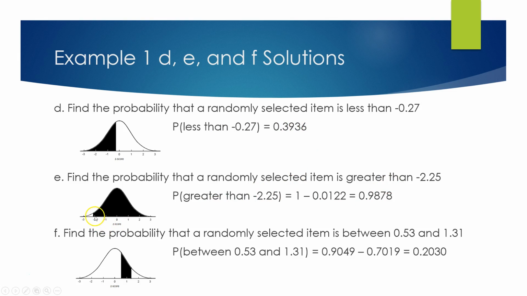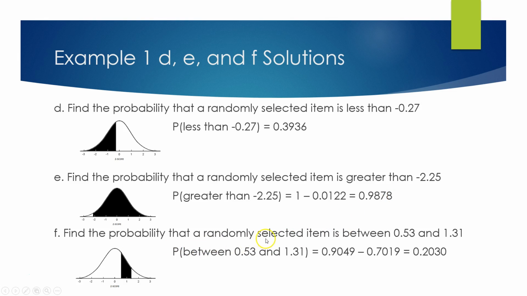For E, negative 2.25 is again down below 0. When you look up negative 2.25, you end up getting this number right here, which is definitely not the area of the shaded region, because this is only about 1%, whereas our shaded region is much more than 50% and is closer to 100%. So you'd want to do 1 minus 0.0122 and end up getting 0.9878.